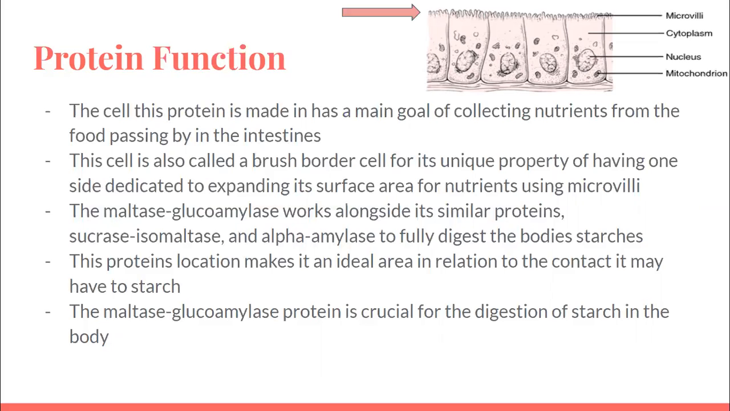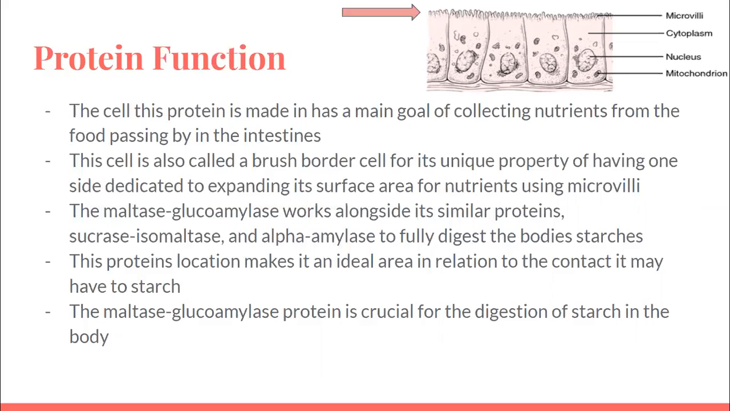This protein, alongside the sucrase-isomaltase and alpha amylase proteins, works in synergy to digest the complete range of dietary starches. This brush border maltase-glucoamylase protein serves as the final and crucial step for intestinal digestion of dietary starch for the body.